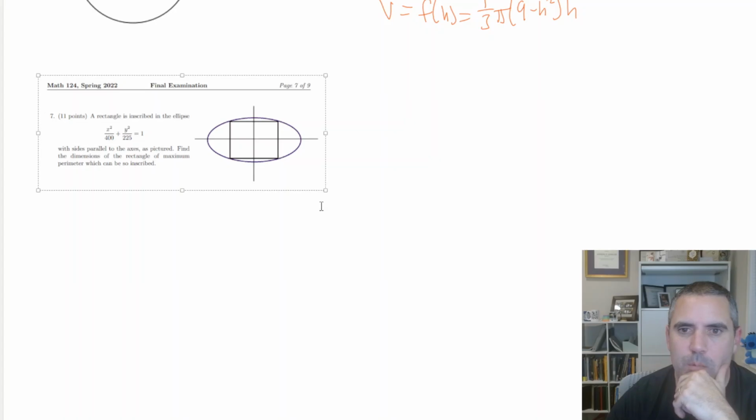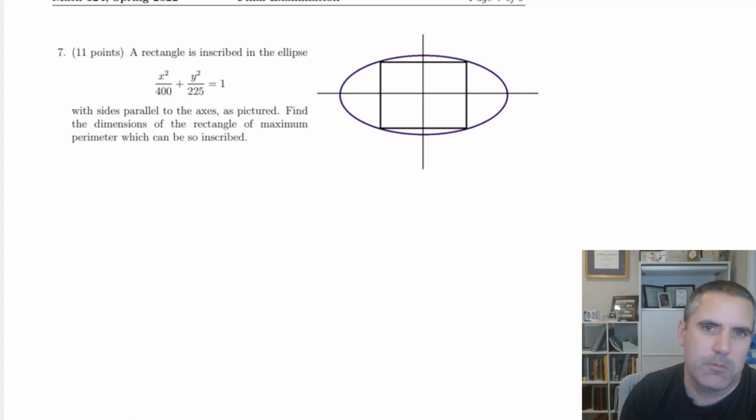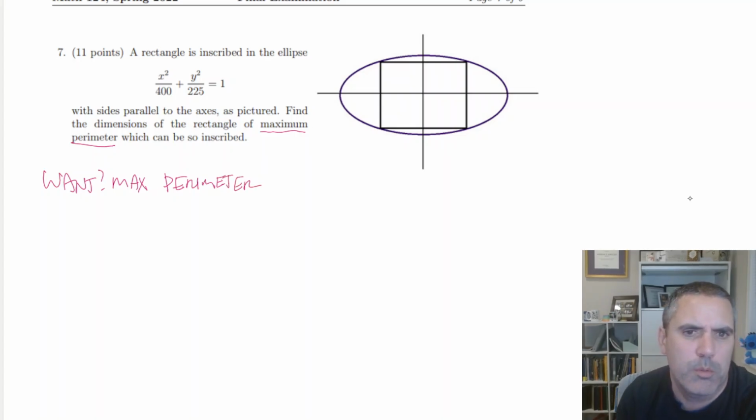That's why I say whatever we're optimizing is my guiding light. It tells me how to do the whole problem. Find the dimensions of the rectangle of maximum perimeter. What do we want? Max perimeter. Now I need to read on. Is it talking about the perimeter of the ellipse or the perimeter of the rectangle?